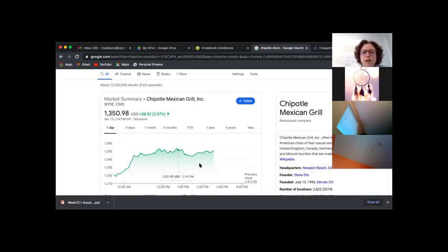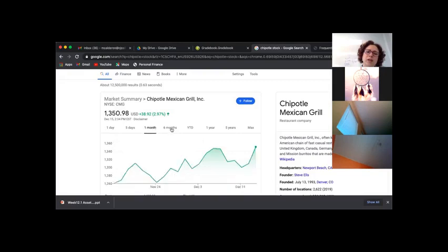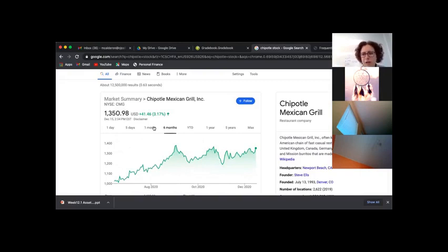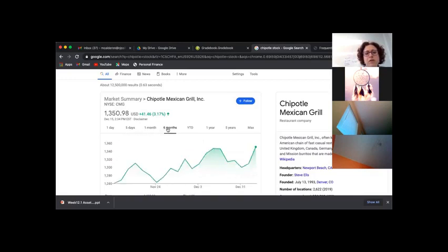So as you can see, it's gone up and down just today, right? So the price fluctuates, it changes. And then you can expand to a longer term. You can see 5 days here, 1 month, 6 months, year to date, right? 1 year.